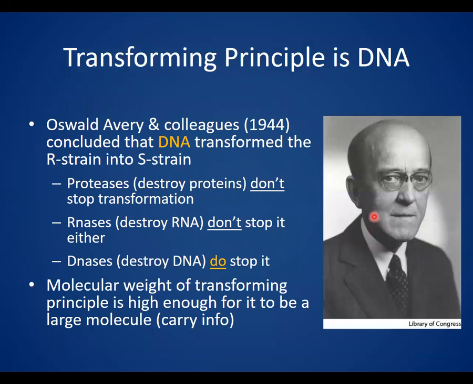So about 13 years later, in the middle of the Second World War, this guy, Oswald Avery, did some experiments using the same strains that Griffith did, the S strain and the R strain. And he concluded that the transforming principle was DNA. And this is how he did it. He took the heat-killed S strain, right? And we know from Griffith's experiments that if you put heat-killed S strain and R strain together, then you get live S strain. You kill the mice.